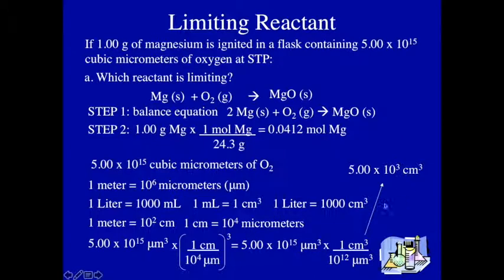So if we put this into standard notation instead of scientific notation, 5 times 10 to the 3rd is the same as 5,000. 5,000 cubic centimeters is the same thing as 5,000 milliliters, and 5,000 milliliters is the same as 5 liters. So after all of that effort, we were able to establish how many liters of oxygen gas we have, which is the main point of that whole mangled calculation. But now we know we have 5 liters of oxygen and we have 1 gram of magnesium, and we need to figure out what our limiting reactant is.